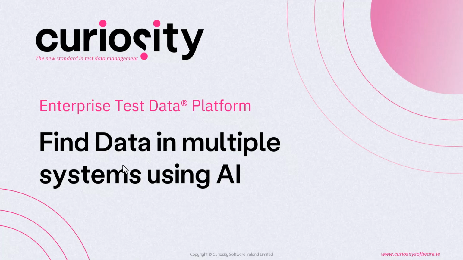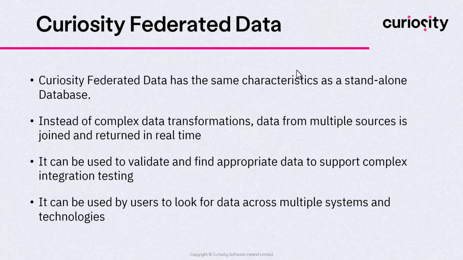Find data in multiple systems using AI. So for this short demo, we're going to be using Curiosity Federated Data. The federated data basically has the same characteristics as a standalone database.